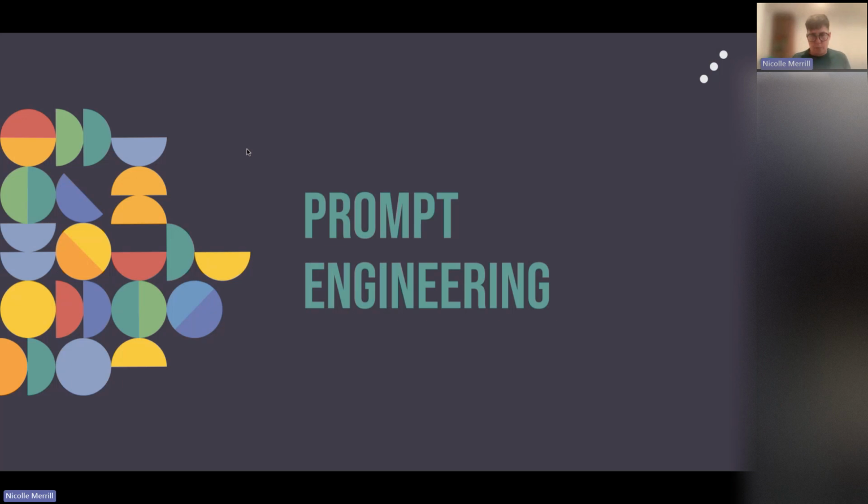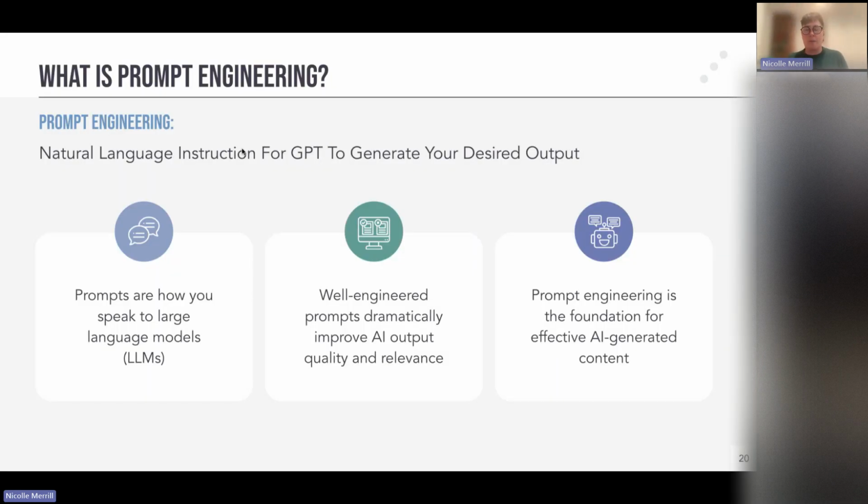Let's move on to prompt engineering. We are going to talk about prompt engineering because this is the tool we use the most when you work with generative AI. And that's simply natural language instructions for GPT or any generative AI tool to understand your desired output. So it's how we speak to the models. Good prompts improve your outputs, and prompt engineering is the foundation for getting good AI generated content.